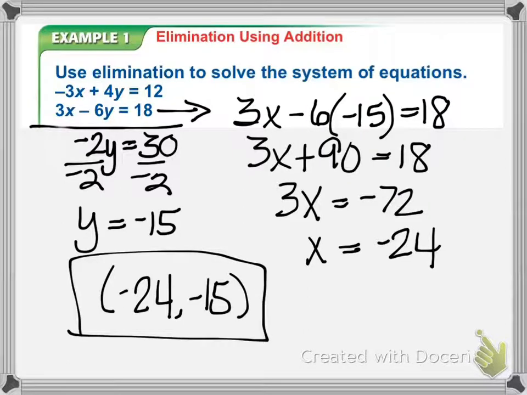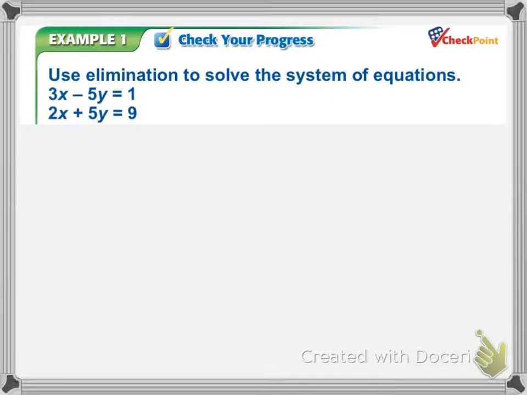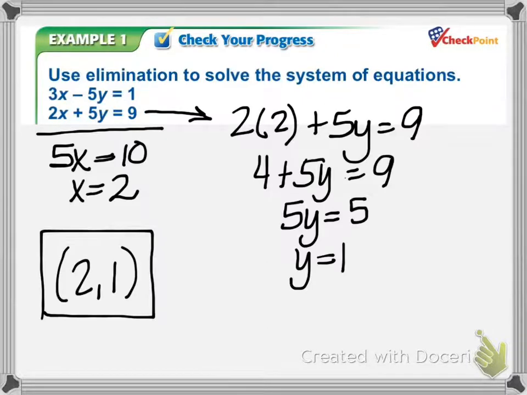Okay? So yes, I know it's easier than substitution. Okay? Let's see how you do on this one. Go ahead and pause and give this one a try. So hopefully when you solved that system down, you got an x value of 2 and then plugged that back into one of the equations and got y equals 1. So your solution ordered pair is 2, 1.